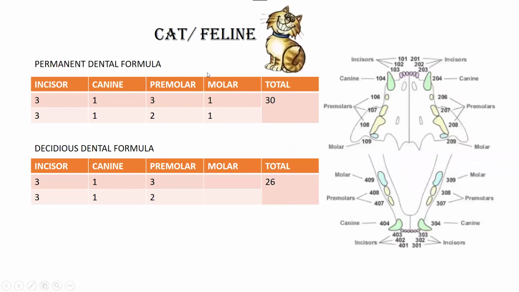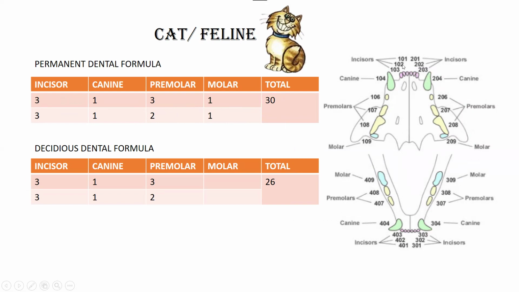It's feline. The permanent dental formula is 3 by 3, 1 by 1, 3 by 2, 1 by 1. So you can see a difference: the total has reduced to 30, because in the cat there are many teeth missing. So let's see its dental formula on the modified Triadan system.